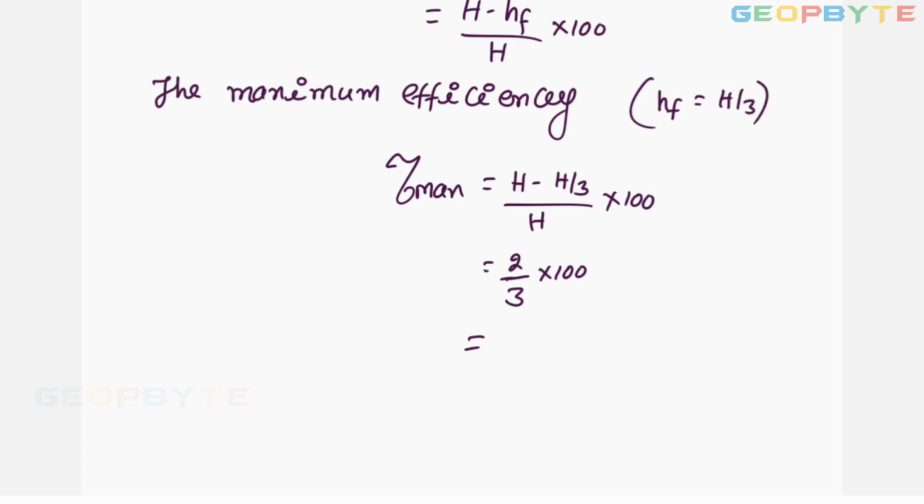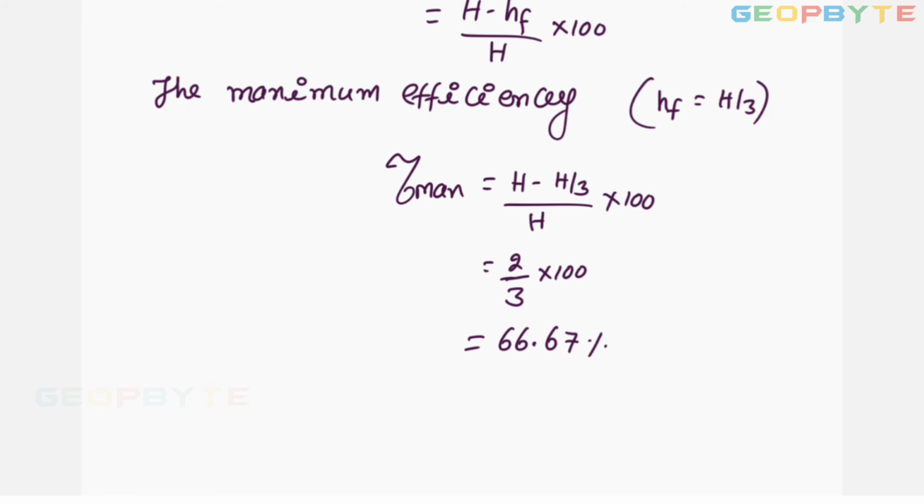It is equal to 66.67%. This is the maximum expected efficiency in the water or liquid while the liquid is flowing through the pipeline.